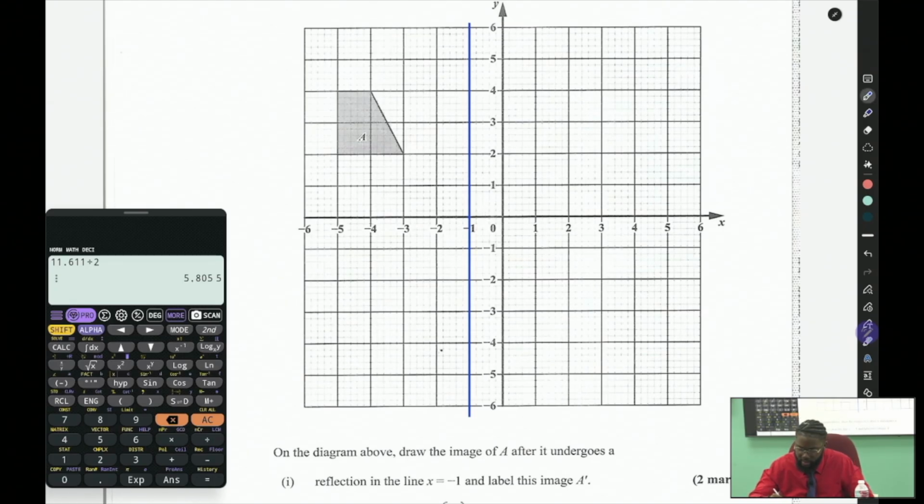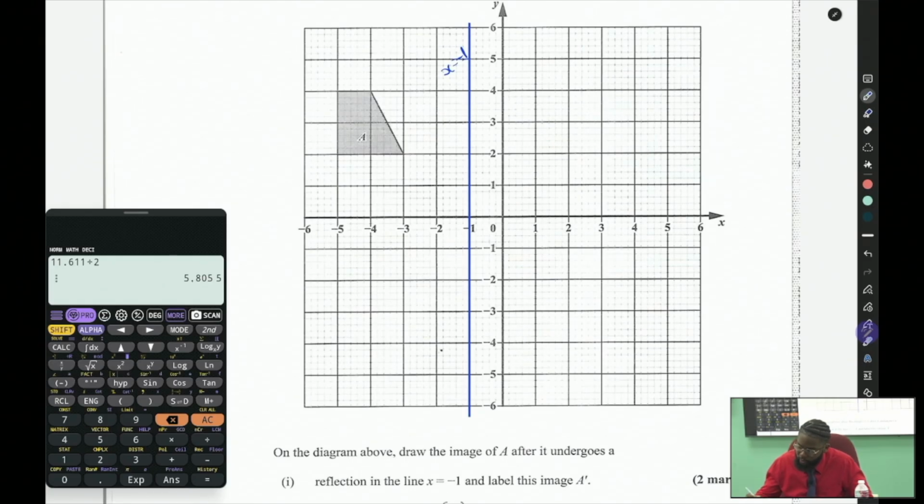All right. So this is our x equal -1 line. To reflect this trapezium, we need to remember that when we're reflecting anything, it has to be equidistant from the mirror line. So the mirror line currently is x equal -1.